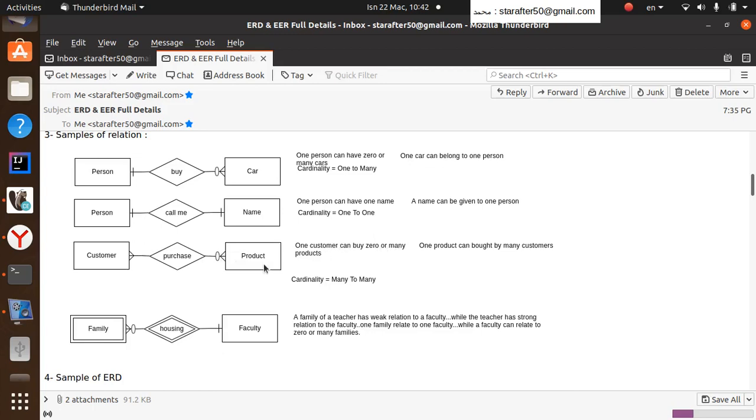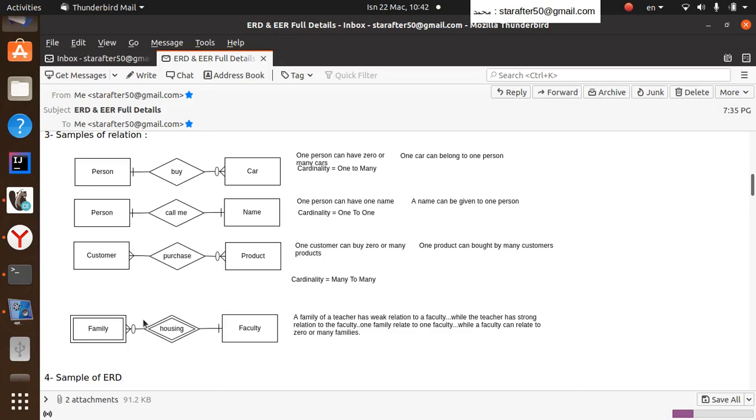So one customer can buy zero or many products. Now let's see the other way around. One product can be sold to how many customers? One product can be sold to many customers. So one customer can buy zero or many products, and one product can be sold to many customers. So here the cardinality is many to many.